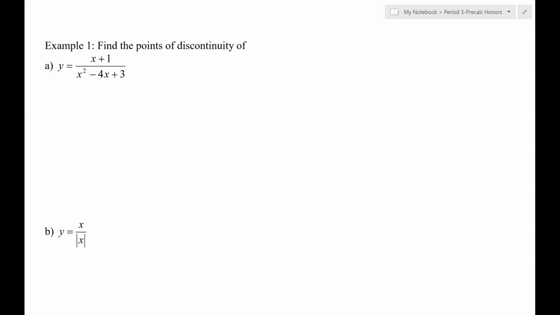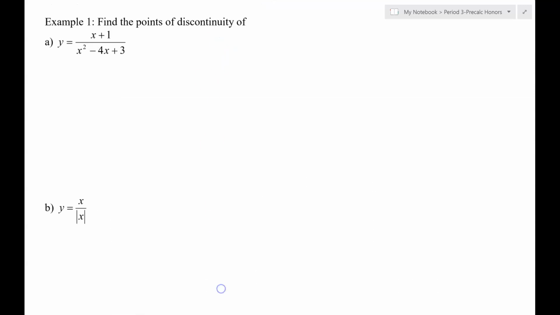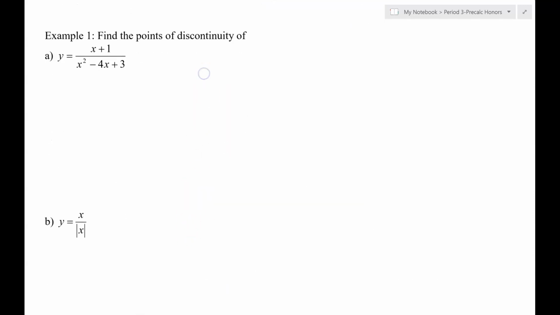All right, guys, here's example 1 of section 2.3. Find the points of discontinuity of, we have parts A, B, and C. Is that it? Yep, A, B, and C. All right. So the first one is y equals (x plus 1) divided by (x squared minus 4x plus 3).